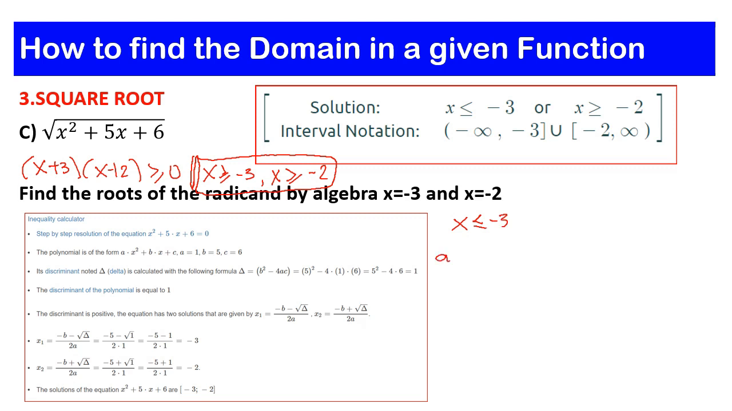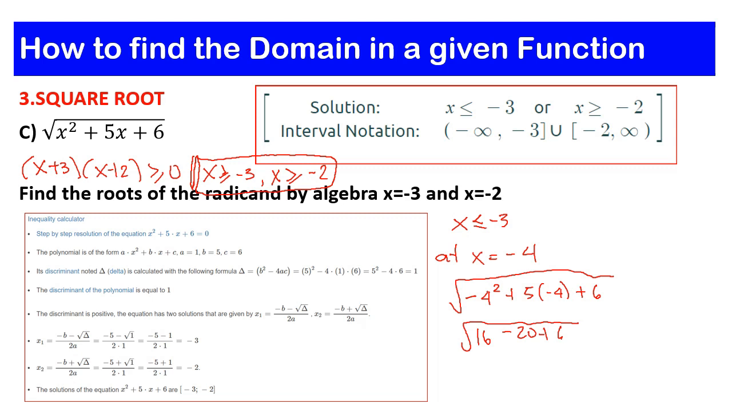Sumubok po tayo, halimbawa, at x is equal to negative 4. Di meron po tayong negative 4 squared plus 5 times negative 4 plus 6. Ayan po ang lalabasan ng ating function. Meron po tayong 16 minus 20 plus 6. So, magkakaroon po tayo ng value that will be square root of 2. So, ang mangyayari po sa atin, true, kung naalala nyo po yung pagsusolve natin ng equality. So, therefore, when x is lesser or equal to negative 3, it has proven to be true. So, isa yun sa mga domain natin, but at x is greater than or equal to negative 3, it will be false. Reviewin niyo po yung ating inequality para mas madali po nating masakyan.